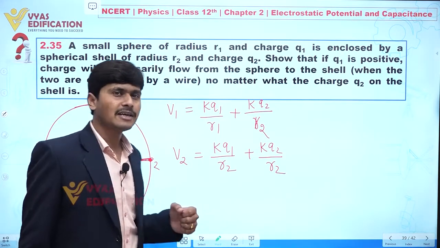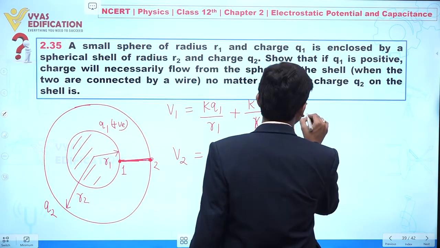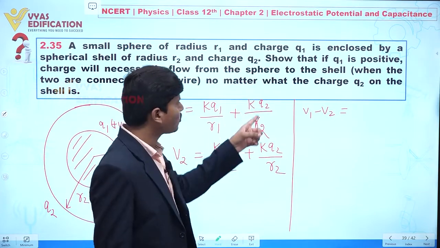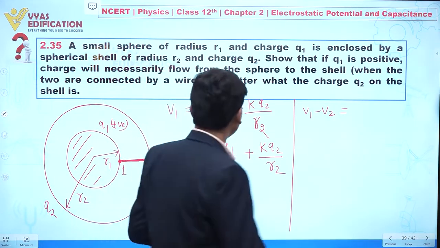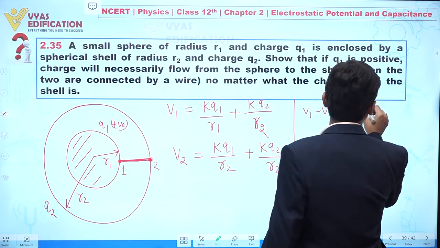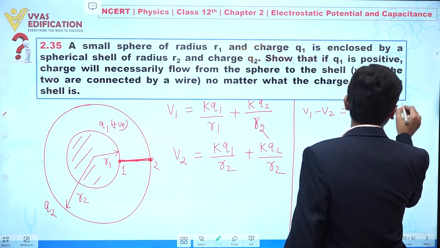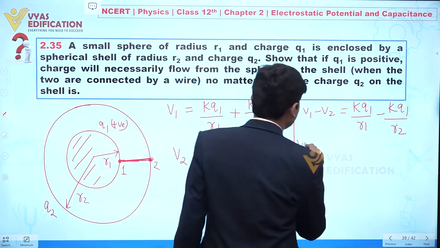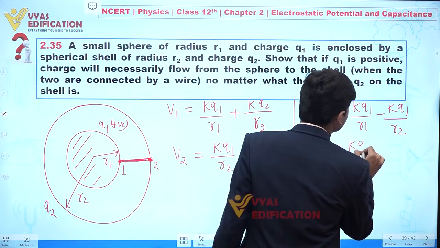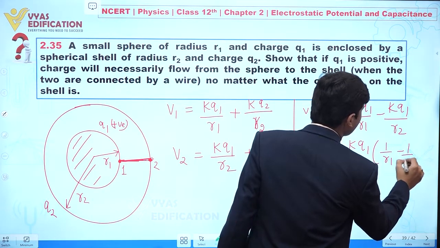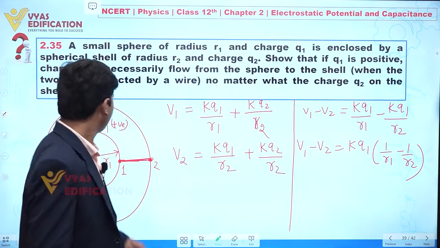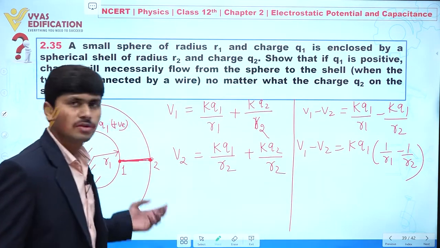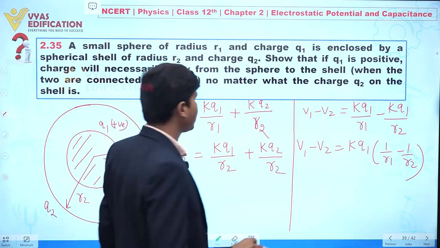Now if we calculate V1 minus V2, listen carefully. K Q2 upon R2 cancels out. So we get K Q1 upon R1 minus K Q1 upon R2. Taking K Q1 common, we write 1 upon R1 minus 1 upon R2. Now which one is greater? Definitely R2 is greater than R1.